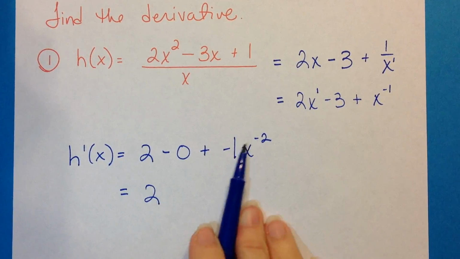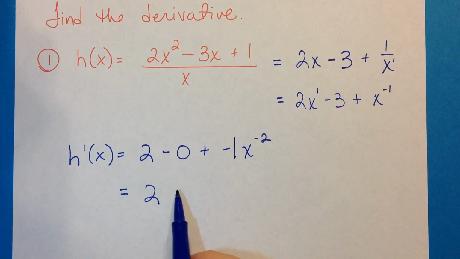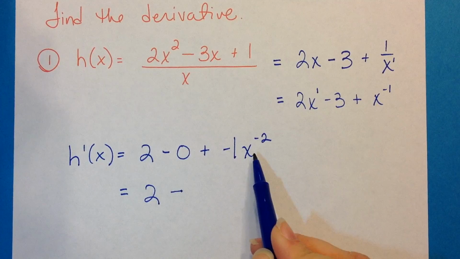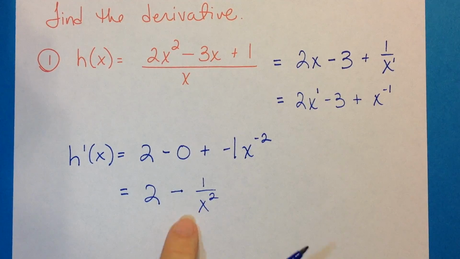Now we need to do some rewriting here. First of all, this is adding a negative, so we can just change this to subtraction. You will want to move this to the denominator so that you will have that written with a positive exponent. So this would be your derivative. Okay, next one.